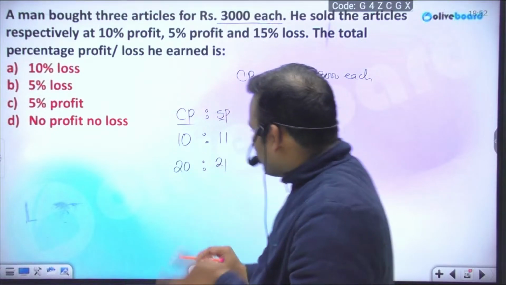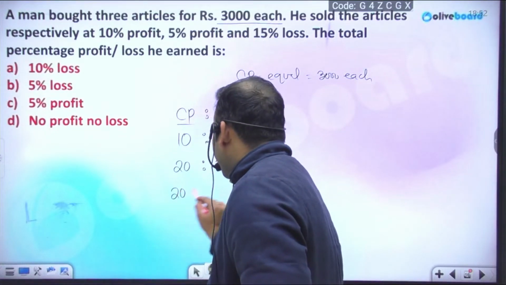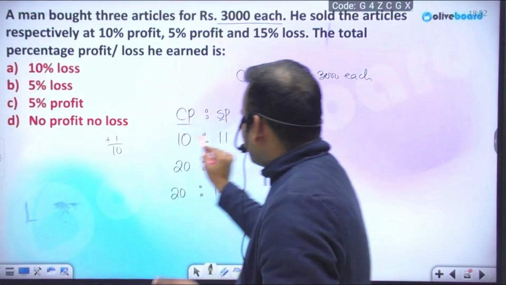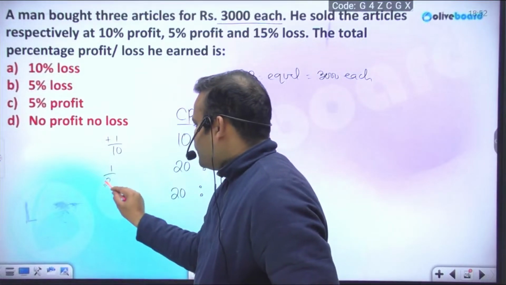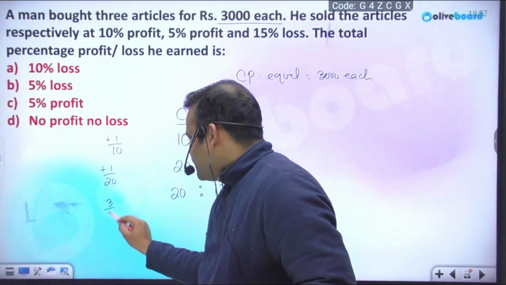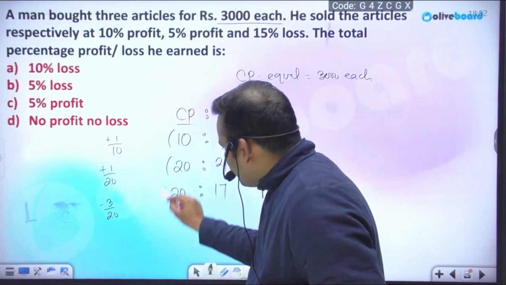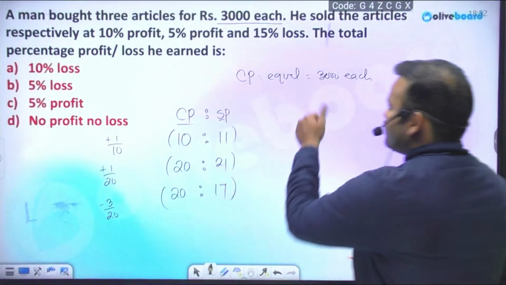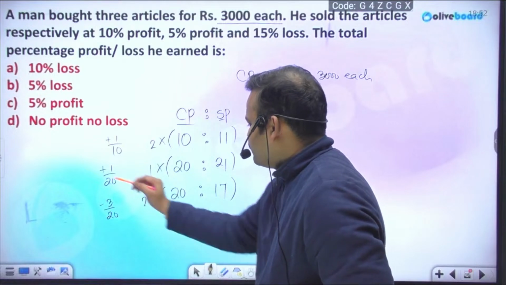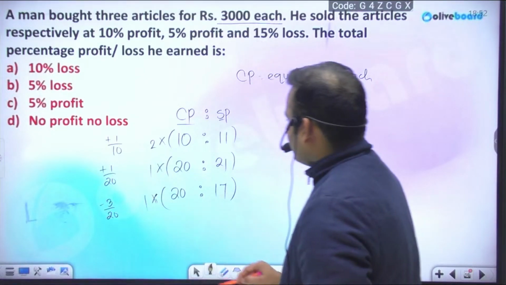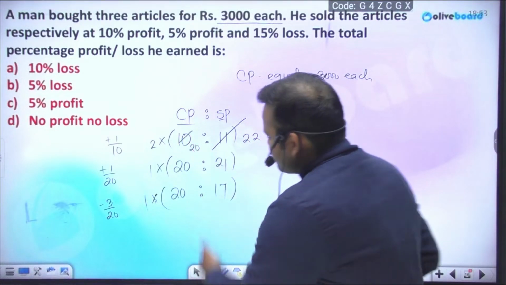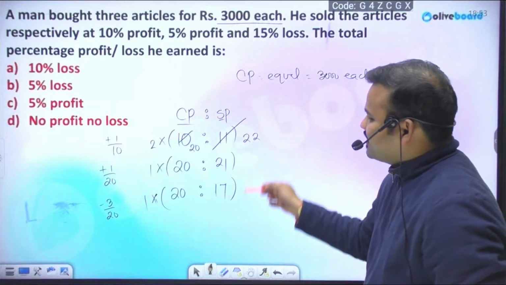And 15% loss means 3 by 20. That means the article of 20 being sold at 17. 10% is 1 by 10, profit means the article of 10 being sold at 11. 5% is 1 by 20, so article of 20 being sold at 21. 15% is 3 by 20. Now before going further, the cost price should be made equal. So make it equal by multiplying this by 2, 1 and 1. So make it 20 everywhere. So ultimately this will become 22, and the others 21 and 17. So the cost price I have made equal. So these are the variable selling prices.